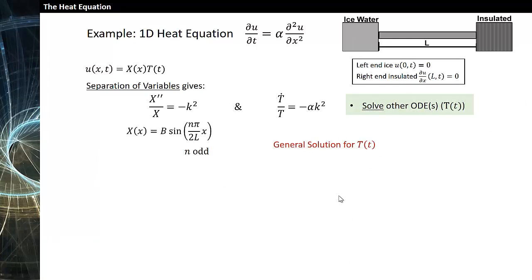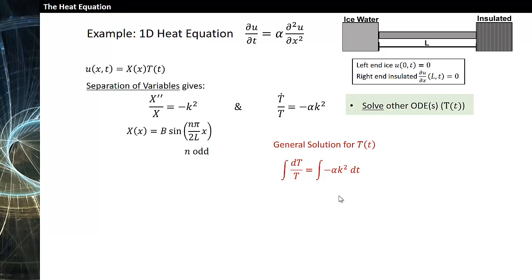So what we need to do is take our T differential equation, T dot over T is equal to minus alpha times k squared, and solve that ordinary differential equation for capital T. This differential equation is one that we know how to solve. In fact, we can solve it using the general techniques of first order differential equations. So one way we could do that is multiply by little dt on both sides and then integrate both sides.